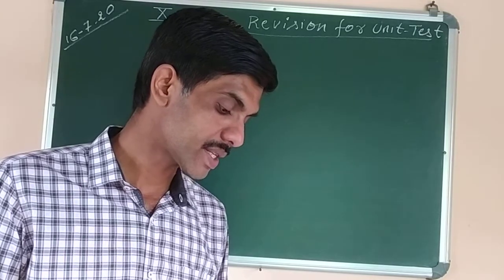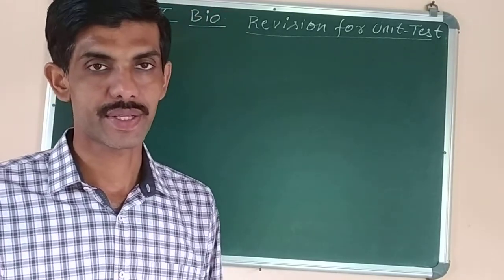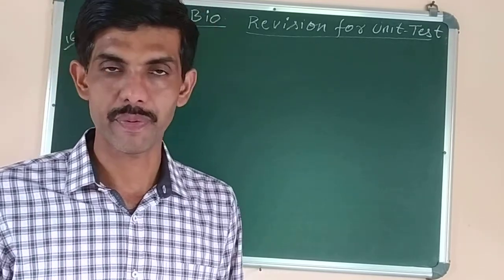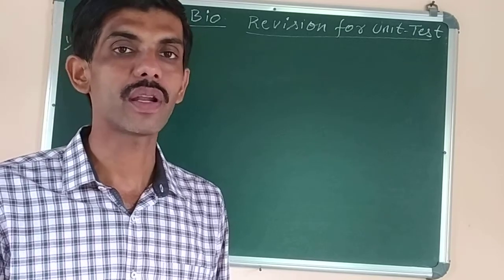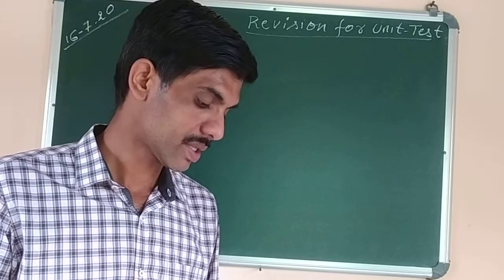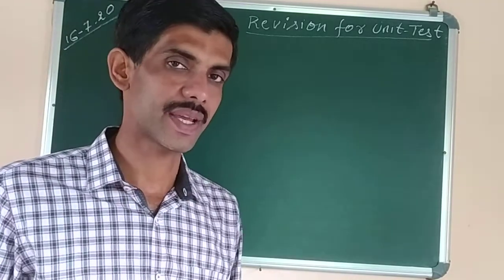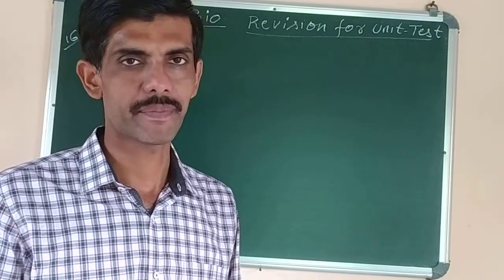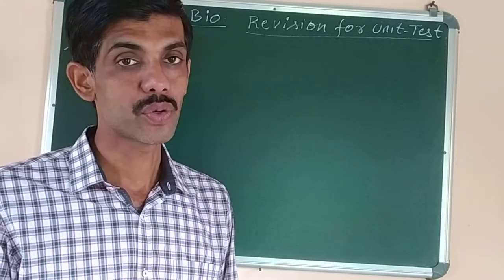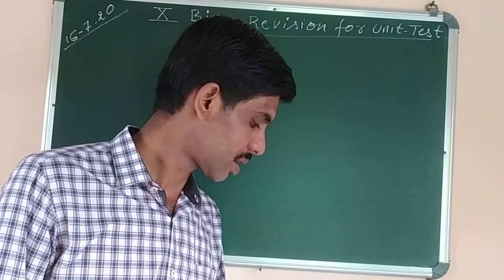Then what are traits? The alternative forms of a character are called traits. Like if the character is height, what are the alternative forms? Tallness and dwarfness. So tallness and dwarfness are called the traits. What is monohybrid cross? A cross which involves parents having only one pair of contrasting characters, like only height we have taken. But if we take the height of the plant as well as the color of the flower, two characters at a time, such type of cross is called dihybrid cross.